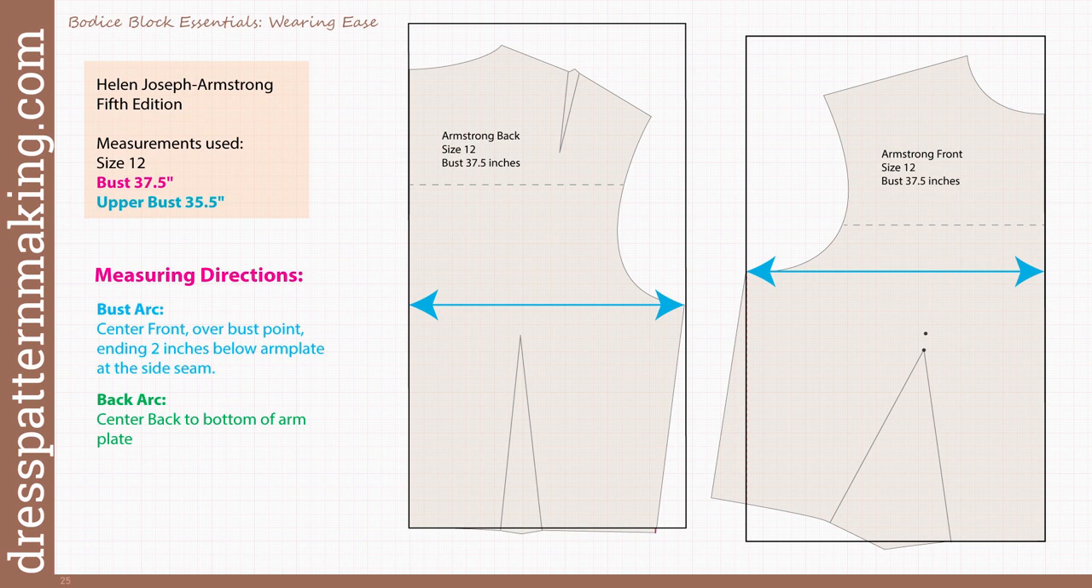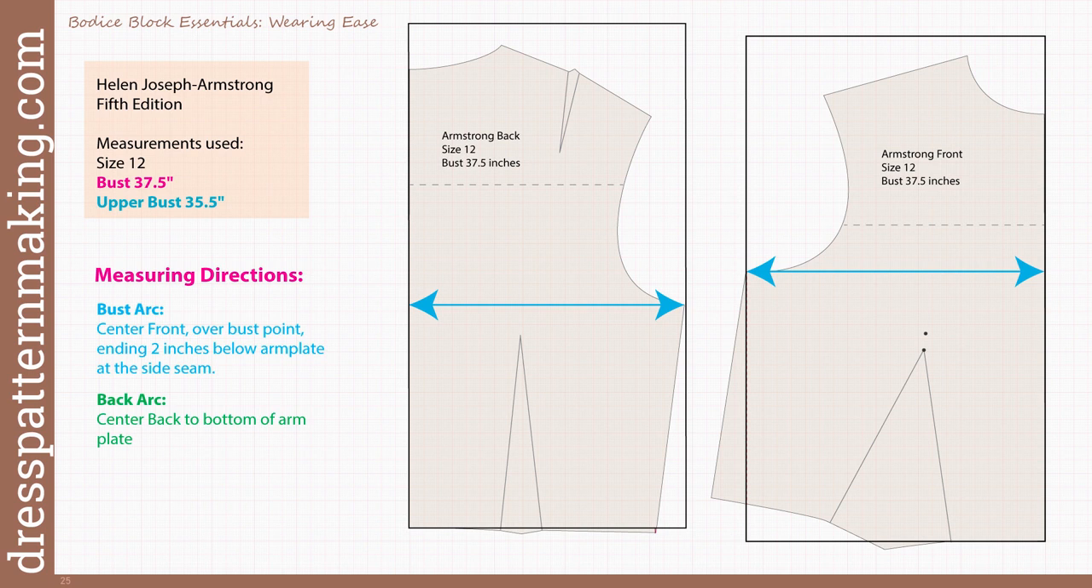Now, as far as measuring of the bust arc and the back arc, how that works in Joseph Armstrong's system, that's a complete puzzle to me. I wonder also if any home sewers who use the textbook notice that the arcs are not supposed to add up to the bust measurement, and that you actually start with a measurement significantly more than the bust. I wonder if they realize that.